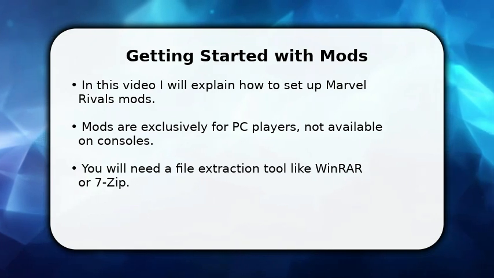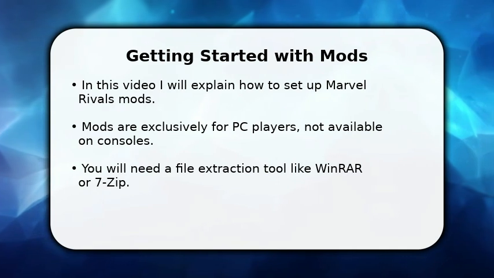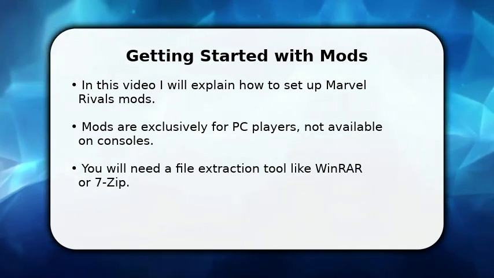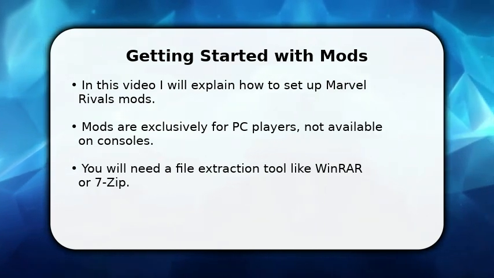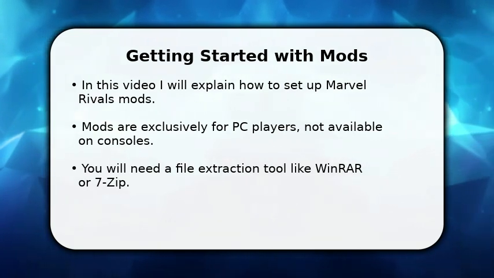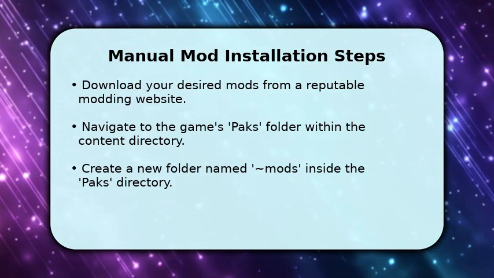To begin, you'll need a file extraction program, such as WinRAR or 7-zip, to handle compressed mod files. Once you have that, the very first step is to locate your Marvel Rivals game installation folder on your computer. This is usually found within your Steam or Epic Games library directories. Now let's dive into the manual installation process.